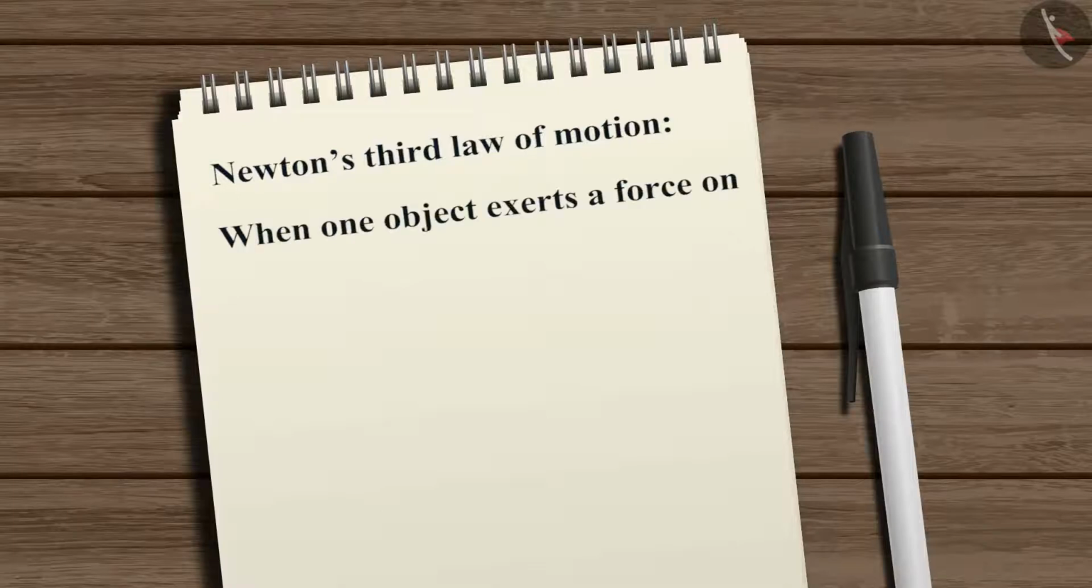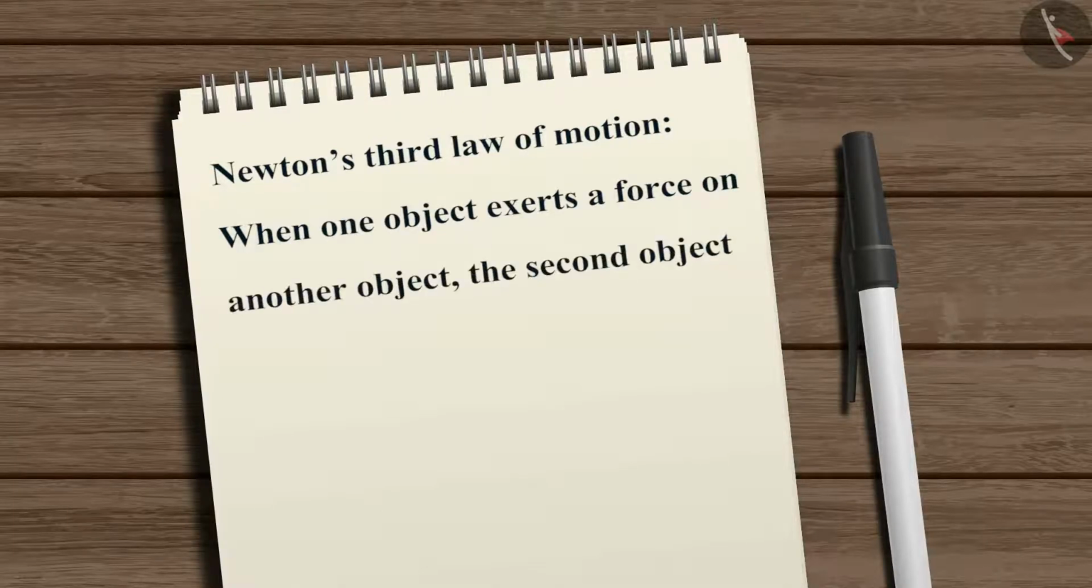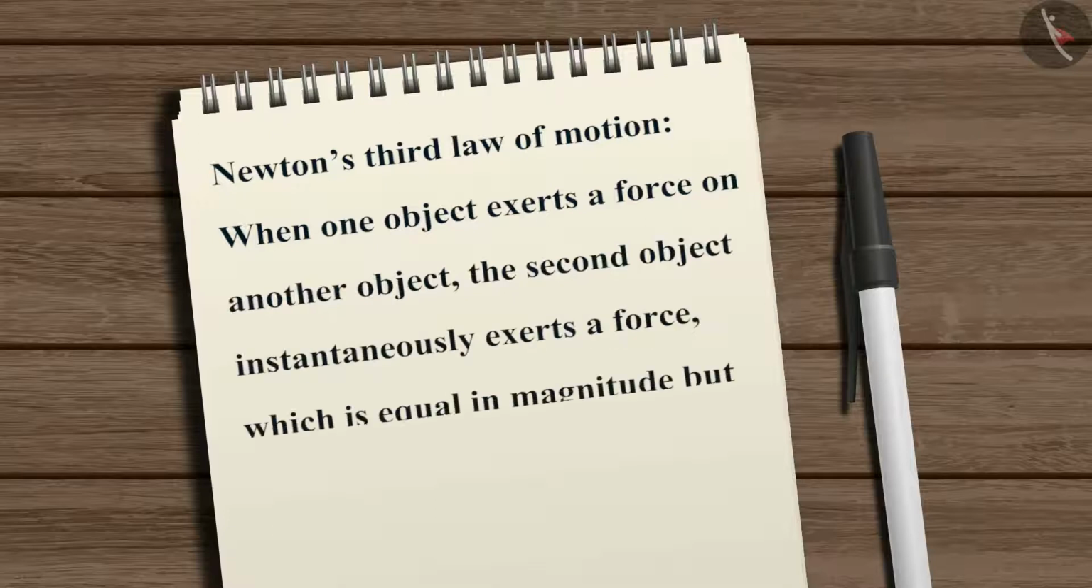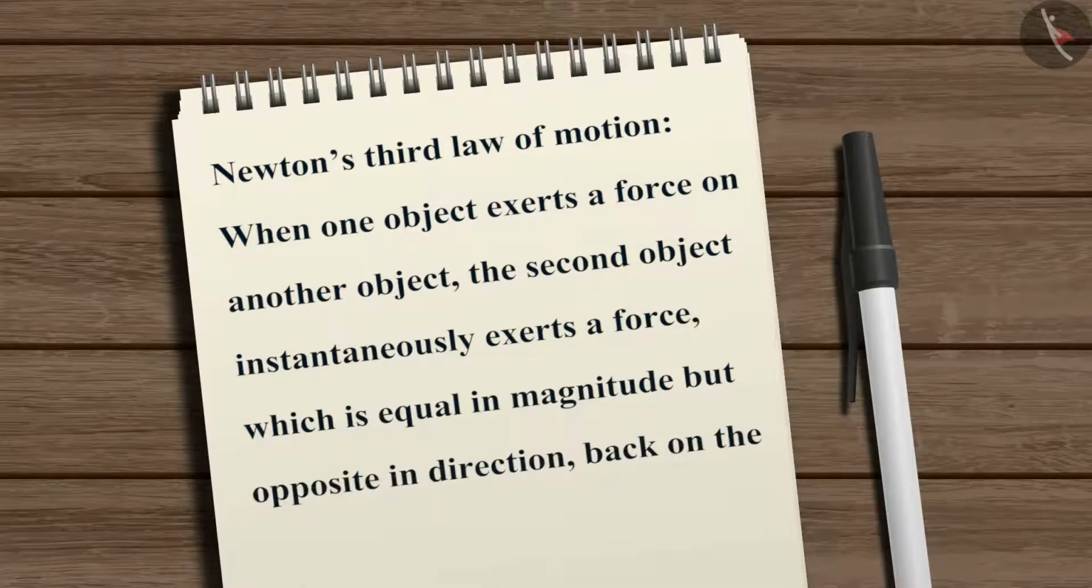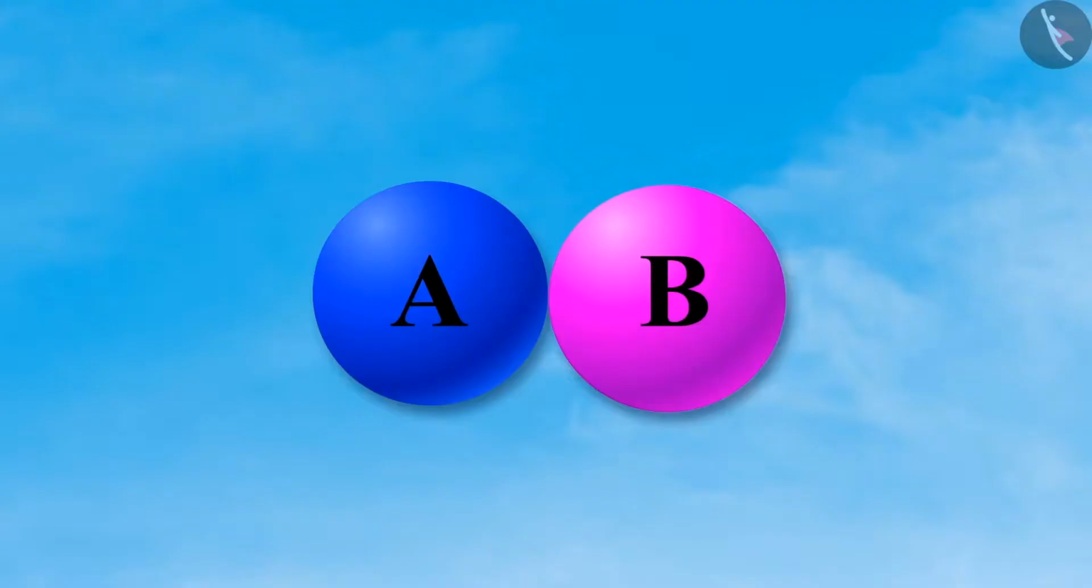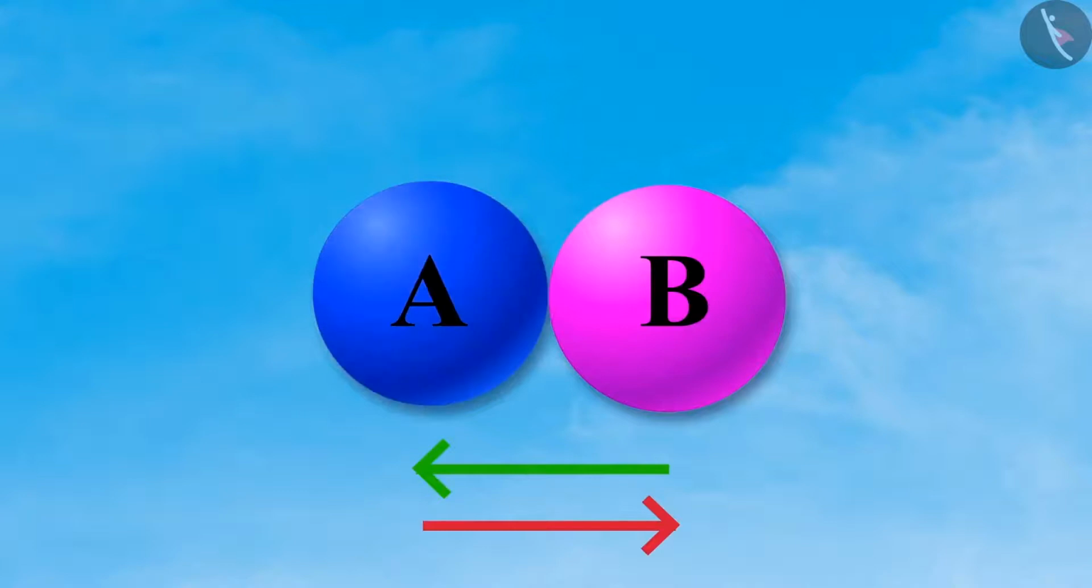Now, Newton's third law of motion says that when one object exerts a force on another object, the second object instantaneously exerts a force, which is equal in magnitude but opposite in direction, back on the first object. These two forces always act on two different objects. This means that each object exerts one force on the other object, or each object experiences only one force.